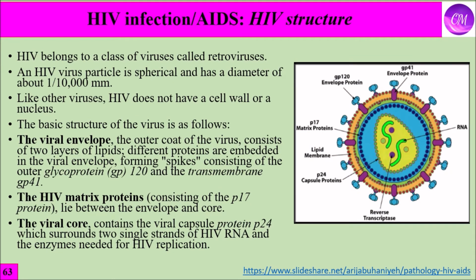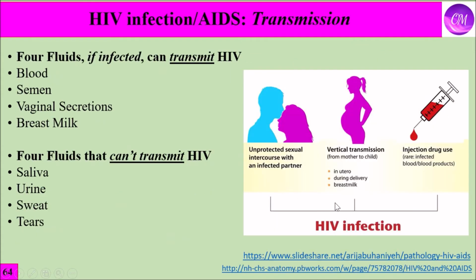HIV belongs to a class of viruses called retroviruses. An HIV virus particle is spherical and has a diameter of about 1 to 10,000 millimeter. Like other viruses, HIV does not have a cell wall or a nucleus. The basic structure of the virus is as follows: first, the viral envelope, then HIV matrix proteins, and the viral core. And here you see the schematic structure of the HIV.